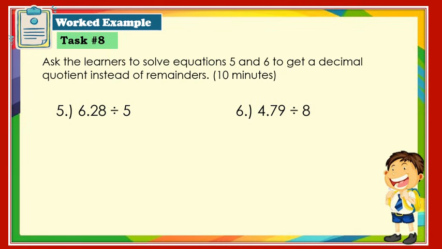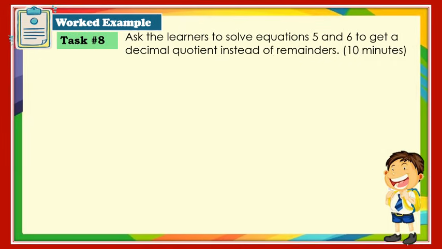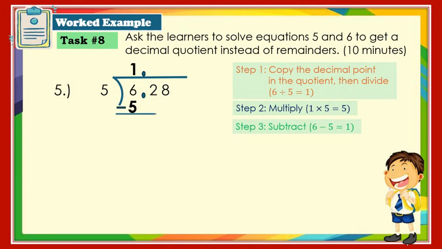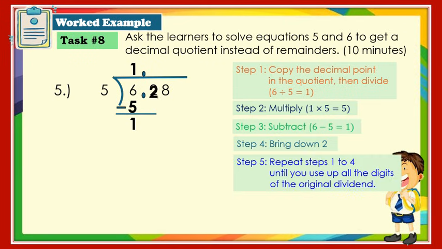First, copy the decimal point in the quotient and then divide. 6 by 5, we have 1. Then multiply. 1 times 5 is 5. Then subtract. 6 minus 5, you'll get 1. Then bring down 2. Then repeat the process from step 1 to 4 until you use up all the digits of the original dividend. So we have a new dividend here, which is 12. Then divide. 12 by 5 is 2. 2 times 5 is 10. And then subtract. 12 minus 10, we have 2. And then bring down 8.